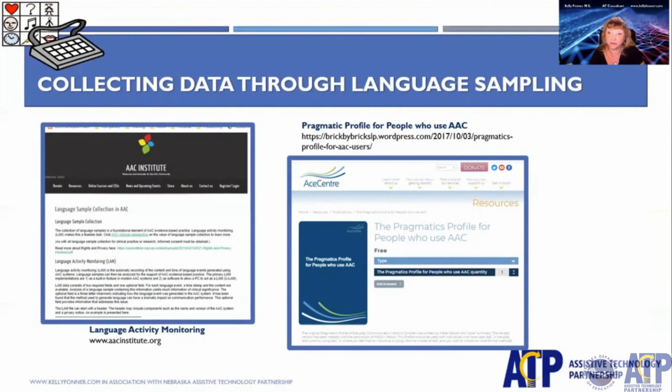You'll see some examples, and some of those examples include language sampling, where in particular activities you do a language sample for a 10 or 20 minute period of time. You'll see some more information on language sampling and how we use it, some of which can be built into the high-tech systems through the language activity monitor, and others that you do by recording the messages that individuals speak, who they speak to, how complex it is. Both of these examples are free, the Pragmatic Profile for people who use AAC and the Language Activity Monitoring from the AAC Institute. So if you're looking for support in data collection, check these two sources out as well.